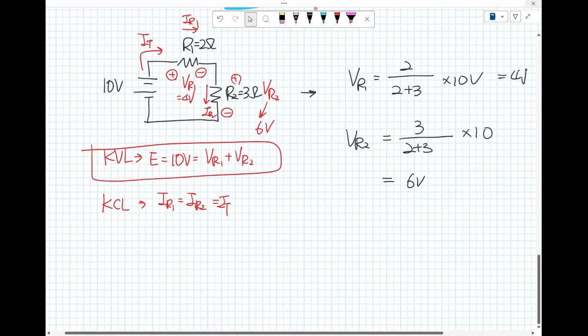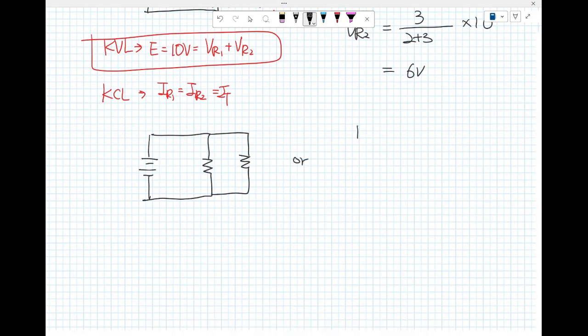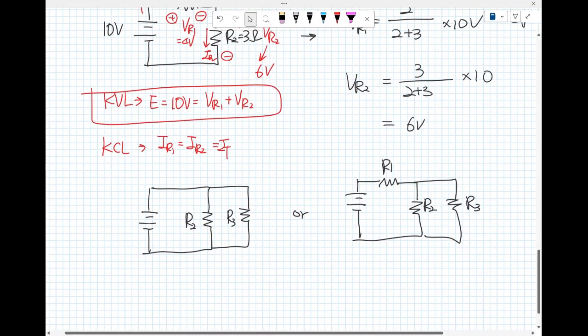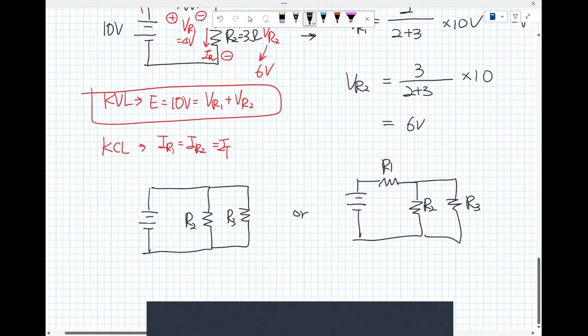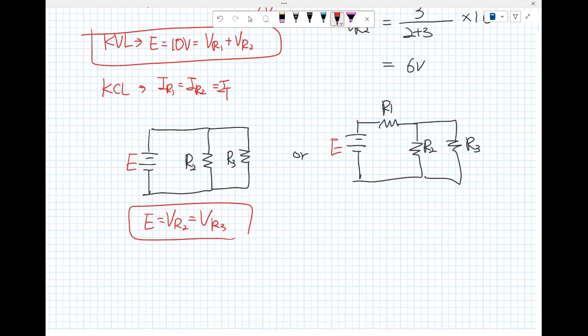But I wanted to add, for example, like this one here. This is R sub 1, R sub 2, R sub 3. Now maybe in here, for example, E is V sub R sub 2 and V sub R sub 3. I'm going to just keep reminding you. Okay, this is very important.